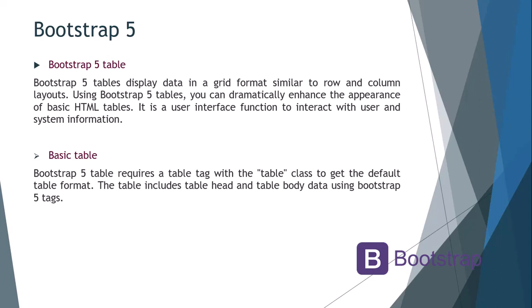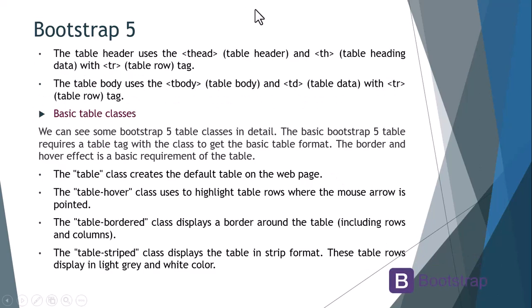All right, and so the table header uses the thead and the th, which is the table heading data, with the tr. Which means once you have your table tag ready, once you've opened your table tag, inside your table tag you have the thead, right? And inside the thead you have the tr, which is the table row, and inside the tr you have the th.